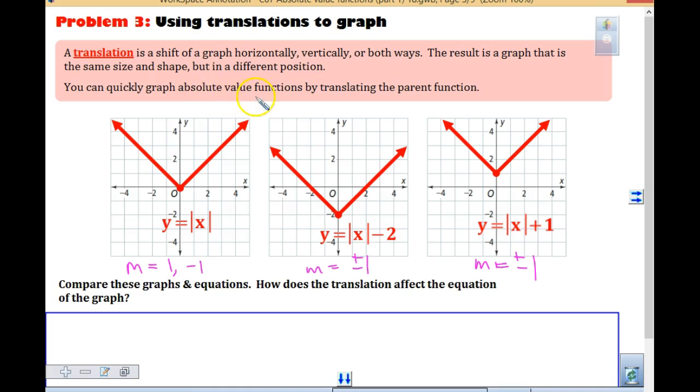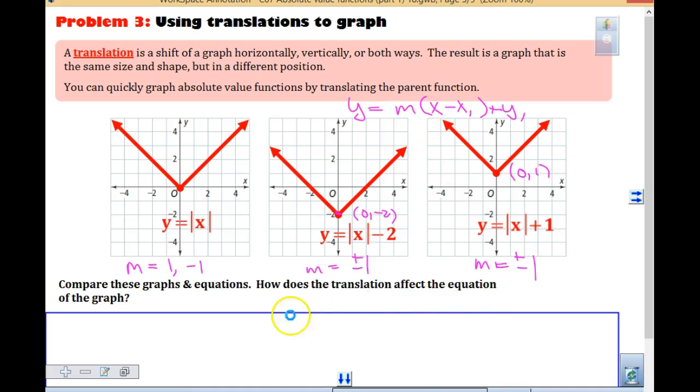So can we quickly graph an absolute value function by translating it? This is called my parent function. Notice this one, what did they do? When it was minus 2, it went down 2. If you think of the point slope form of our equation, x minus x1 plus y1, what would the x1 have been in here? 0. And this would be 0, negative 2, right? There's no number inside there. What would this one be? 0, 1. Point slope form of that equation is how we're always going to be looking at these.